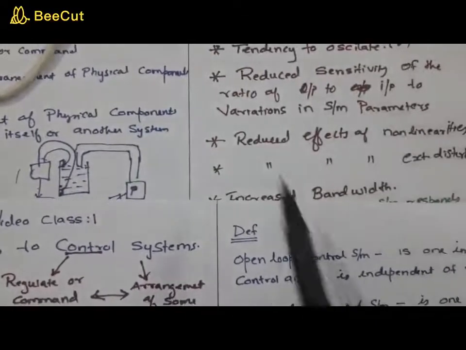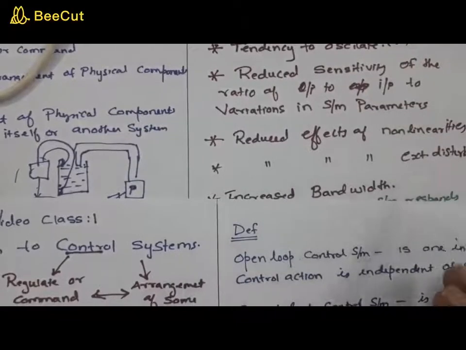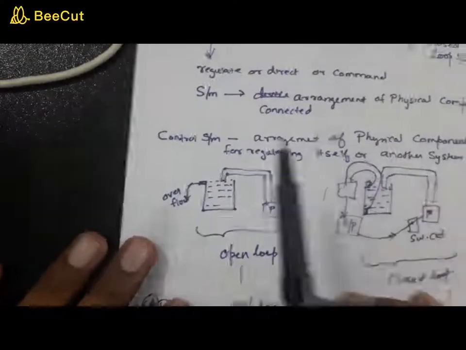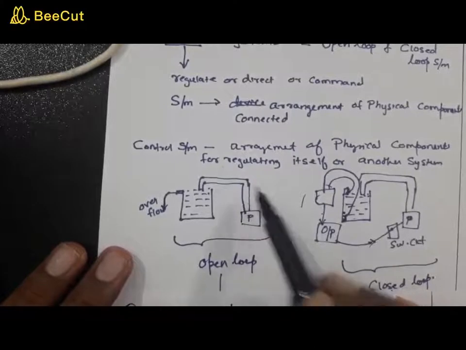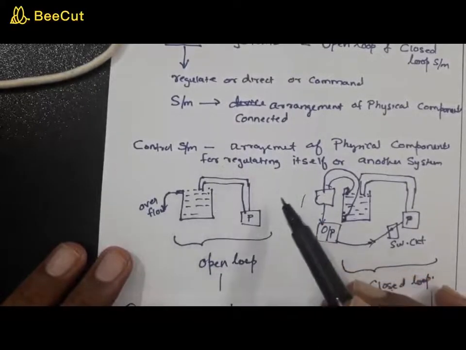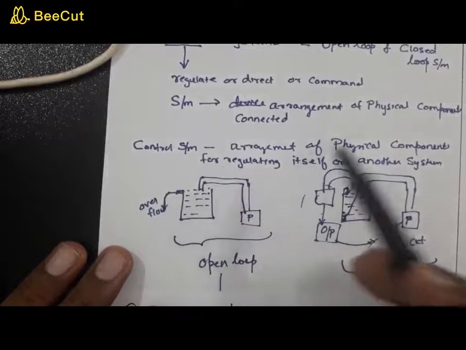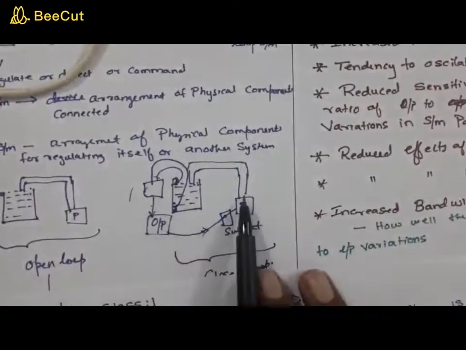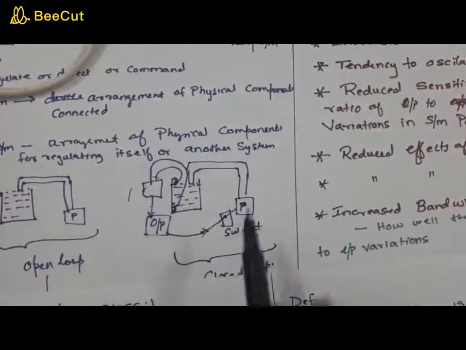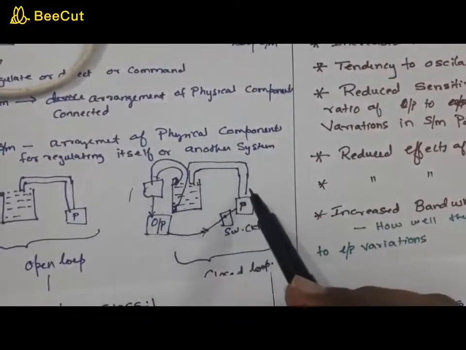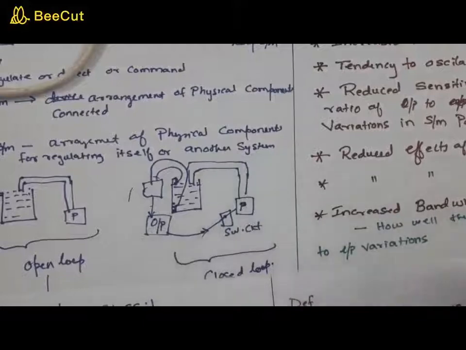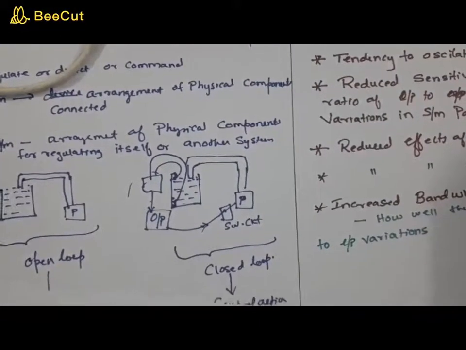Okay, now next is the reduced effects of external disturbance. So as I have mentioned in this example, when the pump slows down, that's an external disturbance to the overall system, so that it has lost its calibration. Now even if such a scenario happens here, because of this feedback, it nullifies the error caused due to that change in the parameters or the external disturbance.